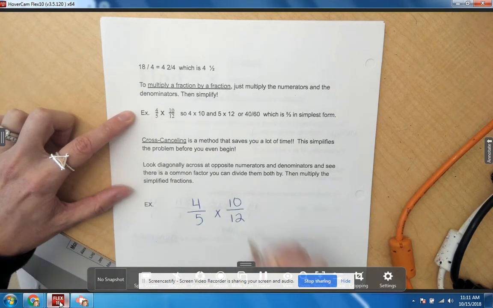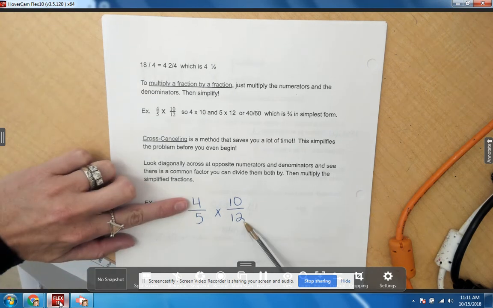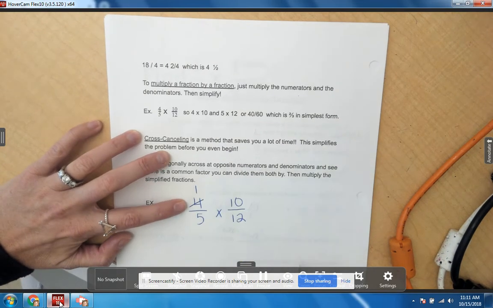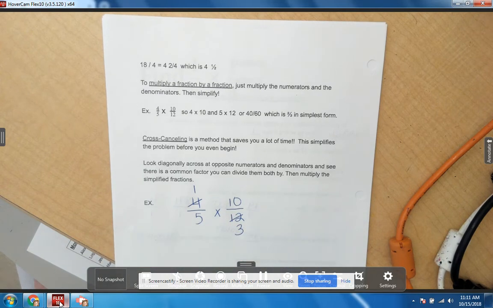So you can write this with me. What you do is you look diagonally across and see if there's anything you could divide the two numbers by. So for 4 and 12, I can divide them both by 4. So 4 divided by 4 is 1. So I cross it out and put a 1. 12 divided by 4 is 3. So I cross it out and put a 3.